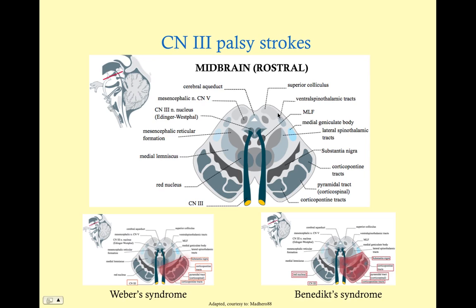And then you've got your cerebral aqueduct right in the middle here, and you've got your colliculi on either side here. Okay, and then your pyramidal tract right here. I don't know if I mentioned that. So your pyramidal tract is carrying your upper motor neurons.